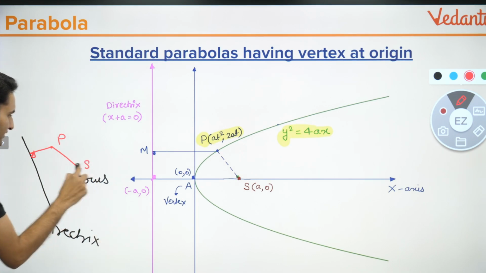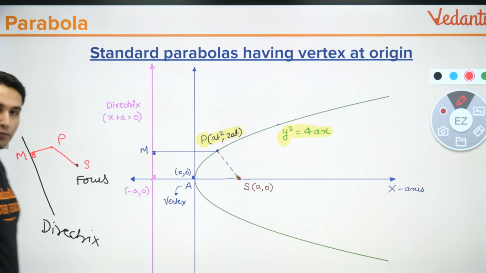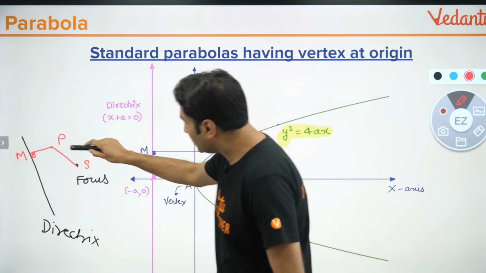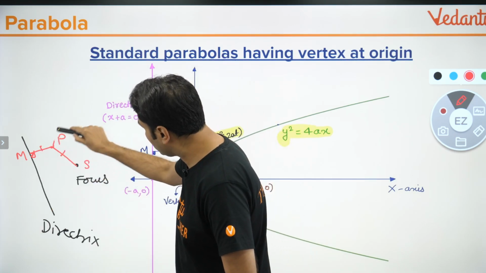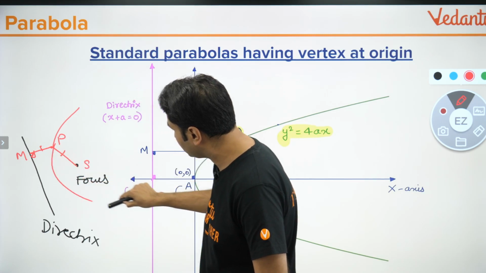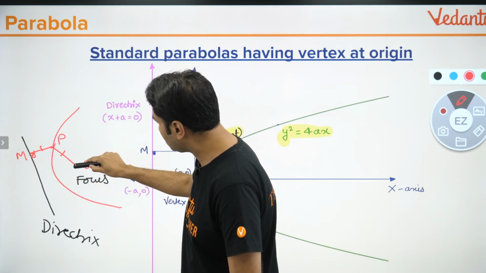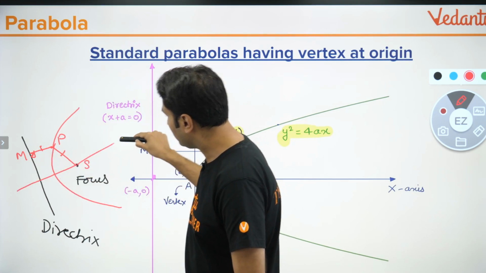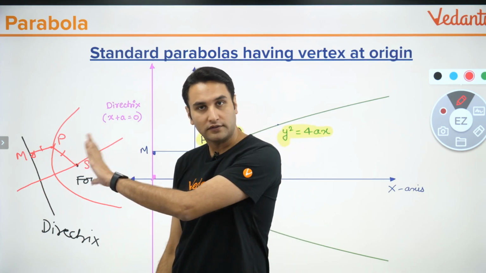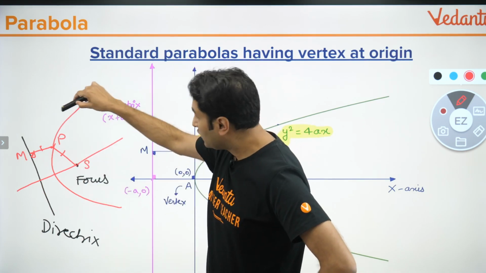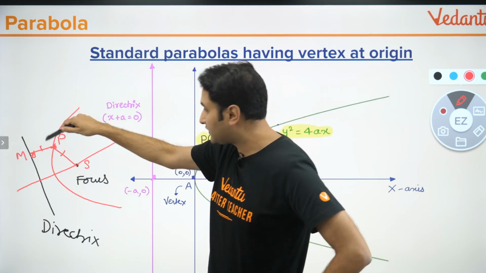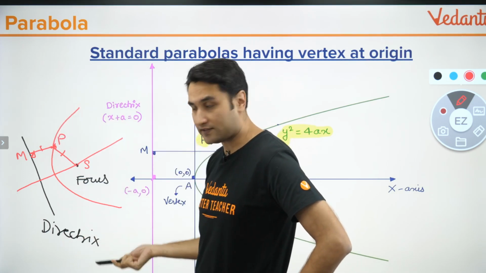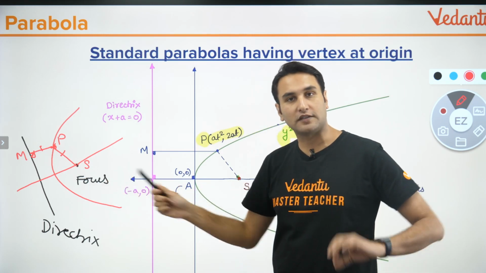So this is S, this is M. A point which moves in such a way such that PS and PM are equal, then it will always create a curve like this. This is what we call as parabola. Alright, this is a general parabola. Alright, so what is parabola? Locus of a point P which moves in such a way such that its distance from a fixed line which is directrix and a fixed point which is focus remains same.